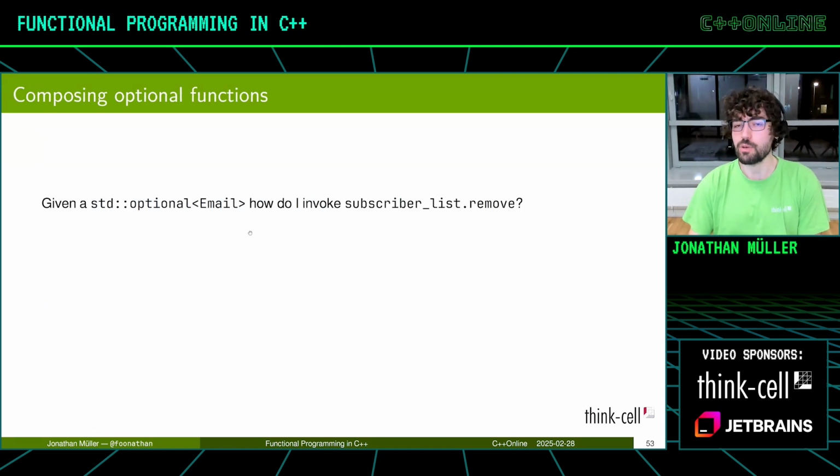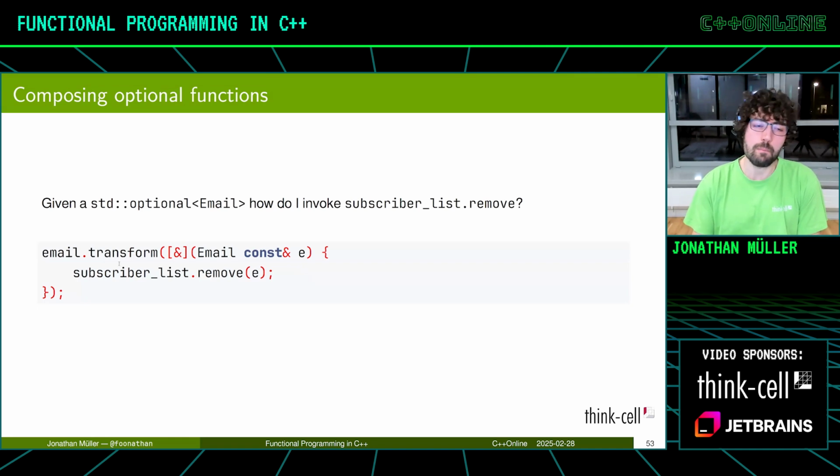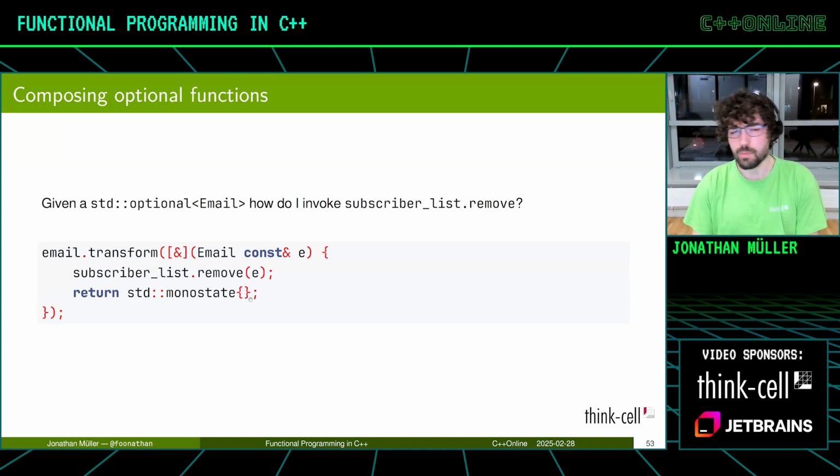And now we also conditionally want to invoke subscriber list at remove. Right? We want to turn the optional email into an action that is potentially executed. And we can use an if statement, but we can also use transform. It might seem a bit strange at first, but as you'll see, it's quite natural actually to do it this way. So we have our email, we transform it into some sort of action, and the action removes it from the email list. And this is only invoked if we actually have an email to begin with. It doesn't quite compile because unfortunately we don't have an optional of void. So we have to actually return something. In this case, we return monostate, and monostate is kind of like void. It's just not void, so we can have an optional of a monostate.